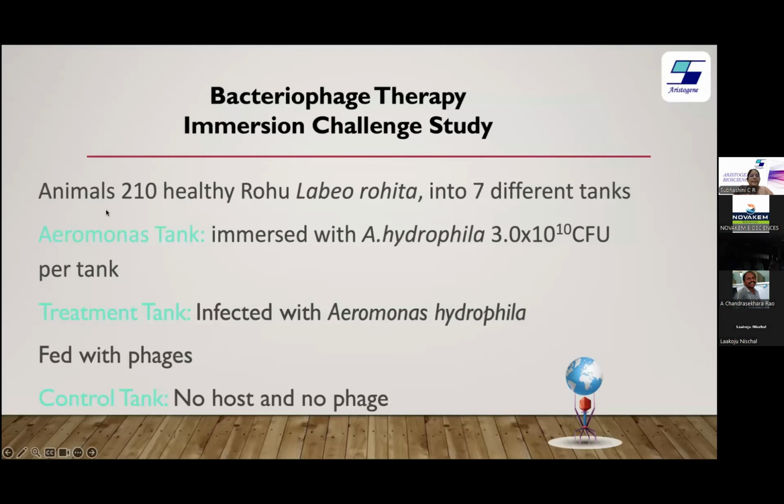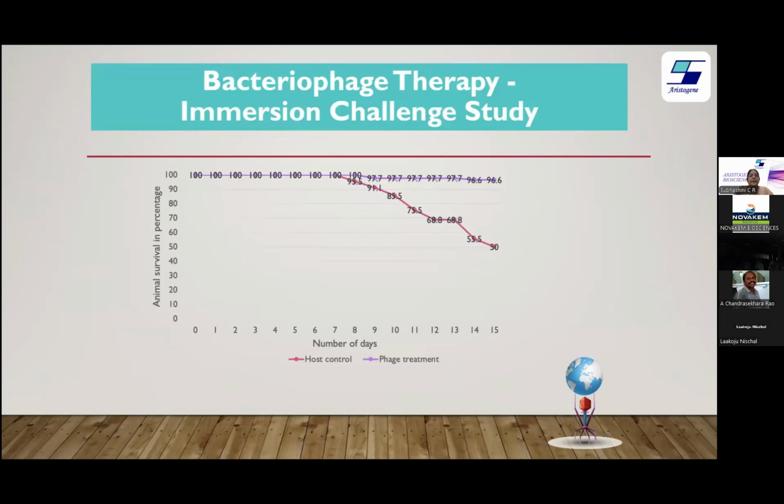In the first set of tanks, we have immersed them with Aeromonas hydrophila at a concentration of 3 into 10 per 10 CFU per tank. In the treatment tank, we infect them with Aeromonas hydrophila and also fed them with bacteriophages. In the control tank, there is no Aeromonas and no phage. In one tank, it is only Aeromonas. In the other set of tanks, there is Aeromonas along with the Aeromonas hydrophila specific phages. So let's see how the results are.